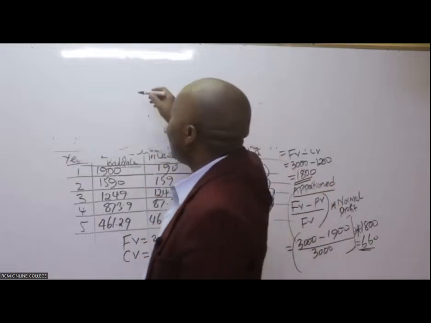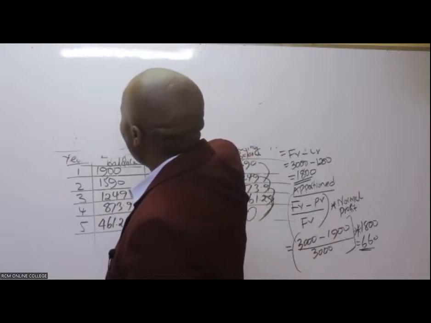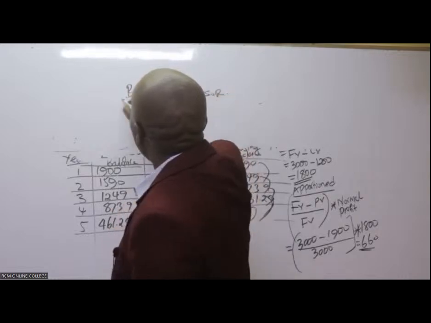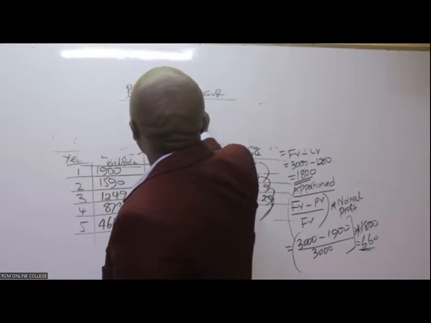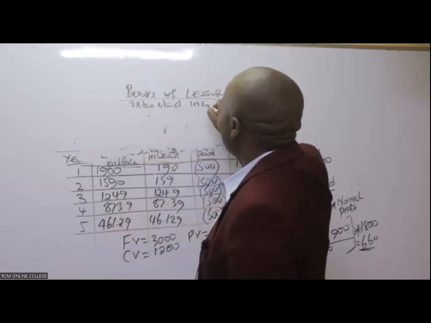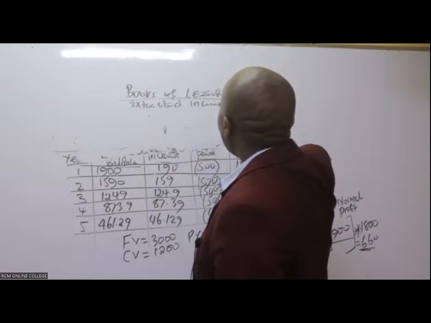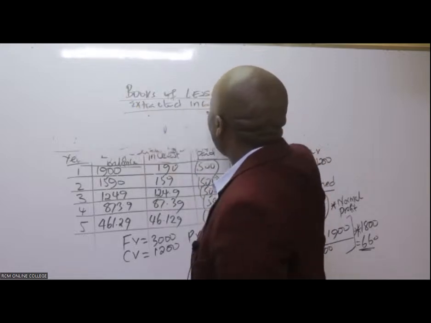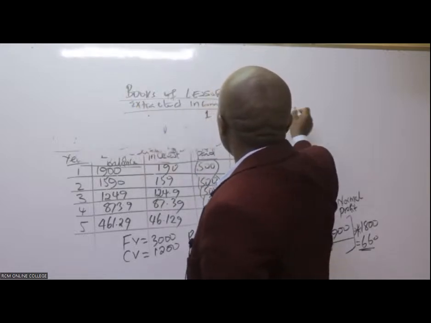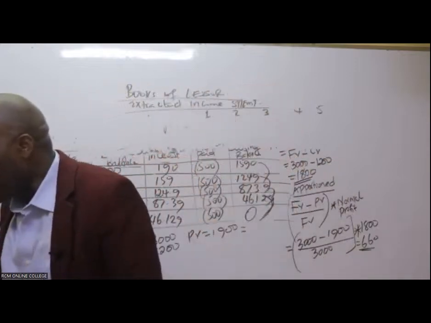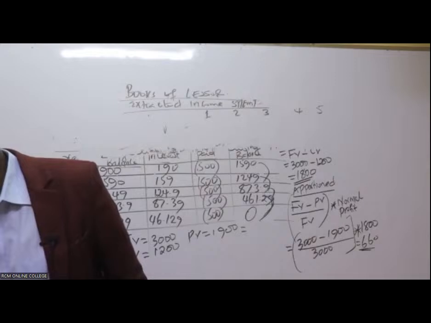The lessor is the easier guy here. Books of the lessor. In the extracted income statement, what is this guy going to recognize? Year 1, year 2, year 3, year 4, year 5. What is he going to recognize?